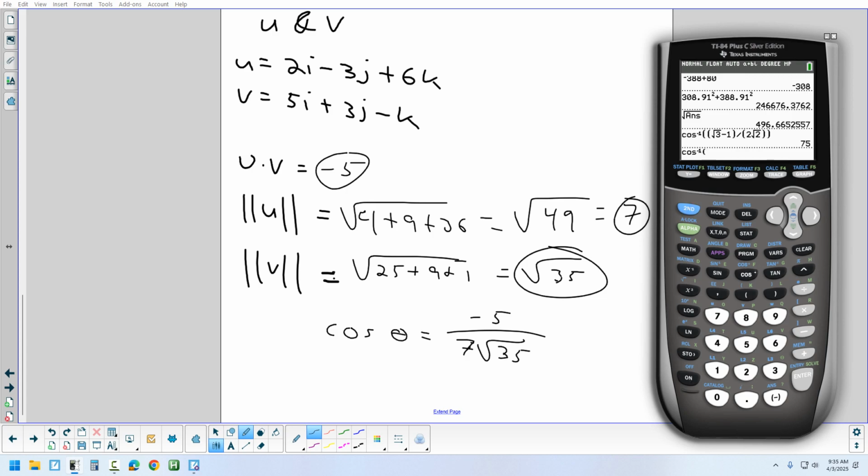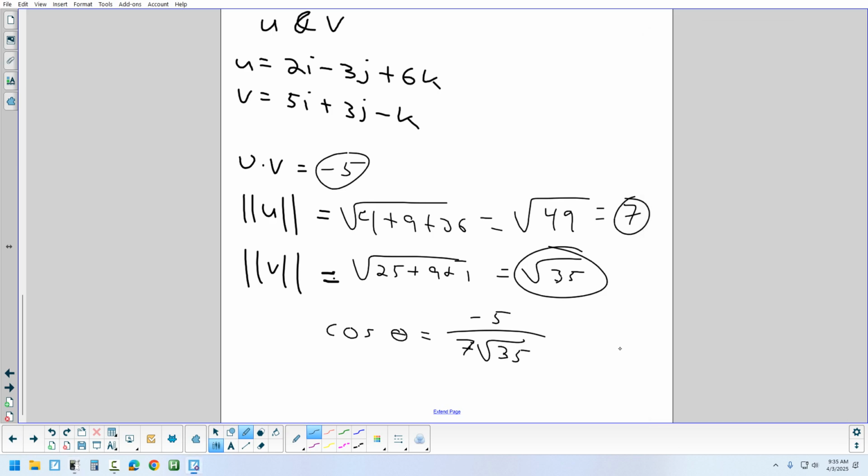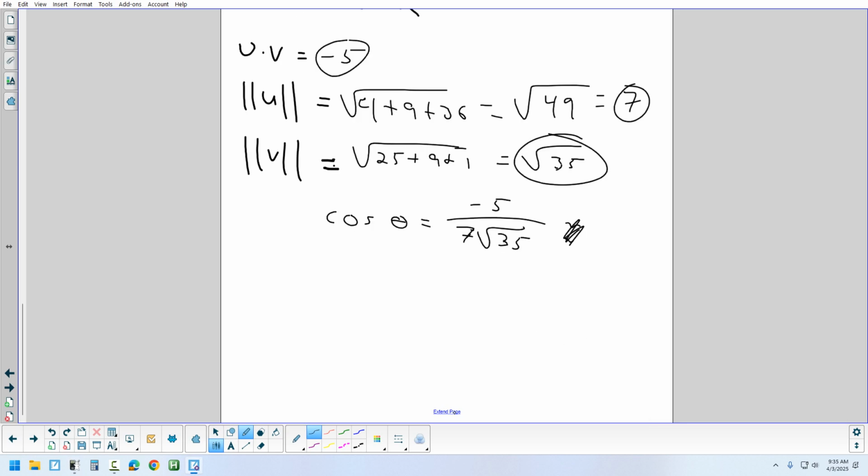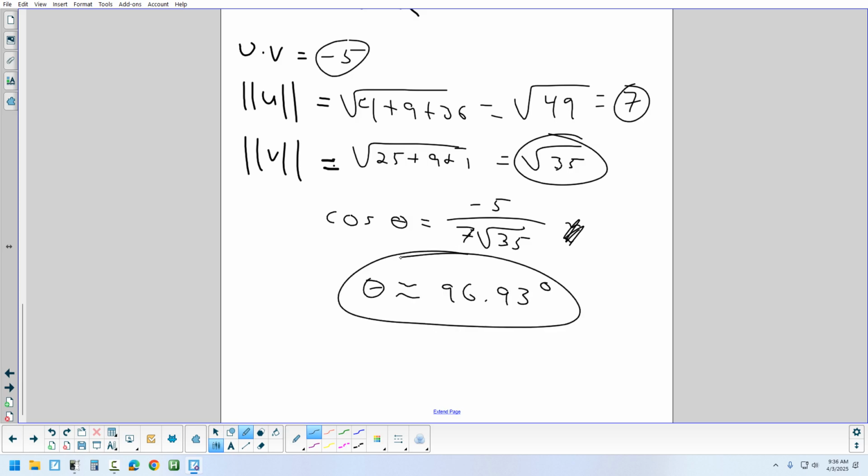Okay, when you type that in, just be careful with parentheses. You do want to put the denominator in parentheses, so it does 7 root 35 altogether. Just like that. I'm going to close my denominator, and then close my inverse cosine. So that gives me an angle between the vectors of 96.93. Put it down here. Don't forget your degree symbol. All right, any questions on that?